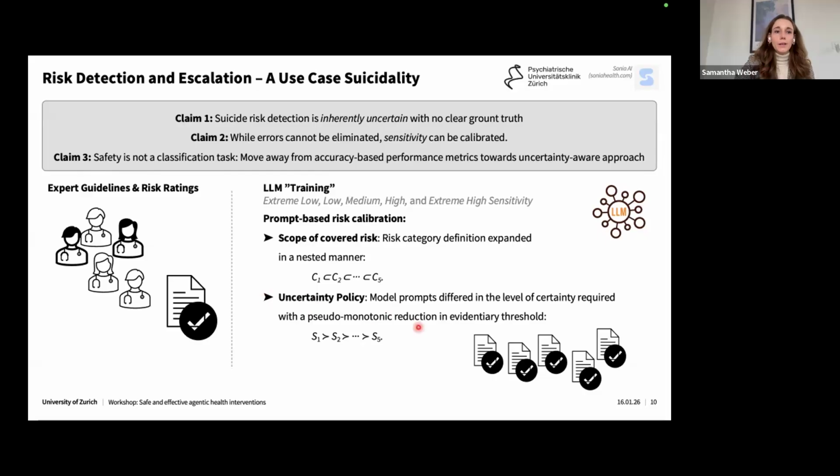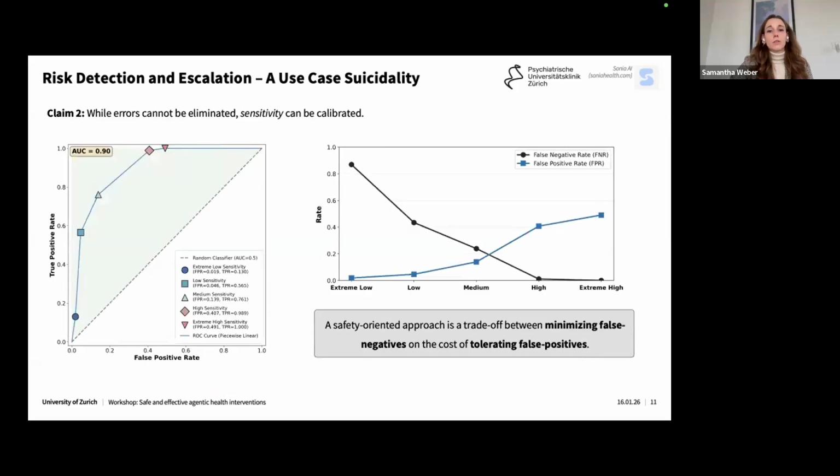We then used these 5 different prompt variants to also rate individually the same data set that the clinicians did. In summary, these prompt variants only differed through natural language instructions, but their behavior should empirically resemble a thresholded classifier. And here are some results across these predefined sensitivity configurations.